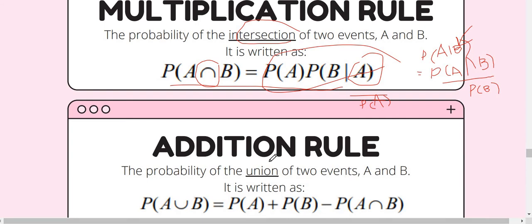So addition rule we will use when we have the union. Okay, this is the symbol for union. P of A union B. So this is the equation: P of A, probability of A, plus, because this is addition, right, plus P of B minus P of A intersect B. Yes, they have intersect here. Okay, so this is the formula.